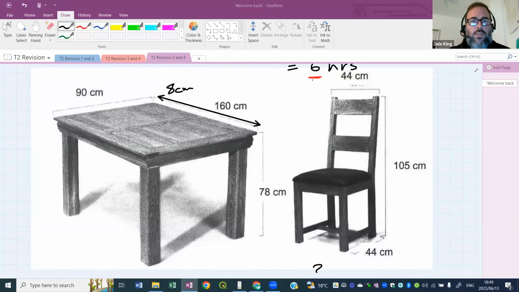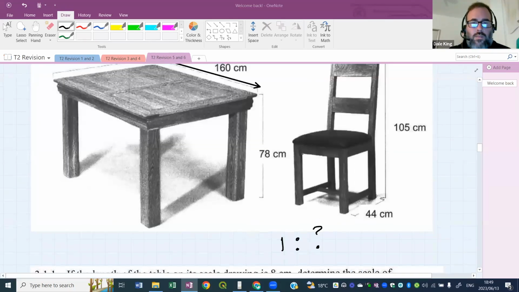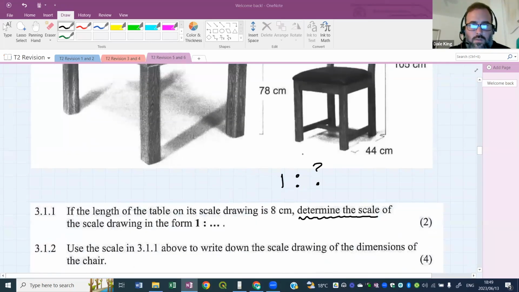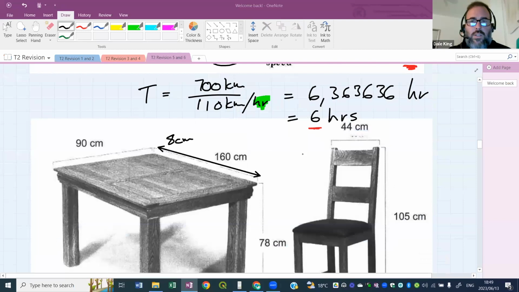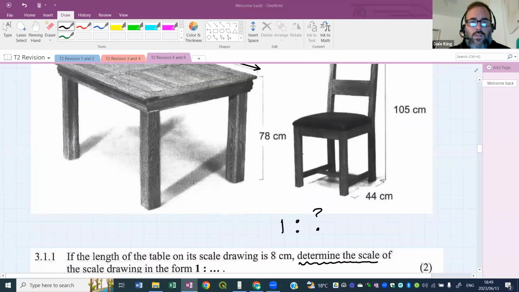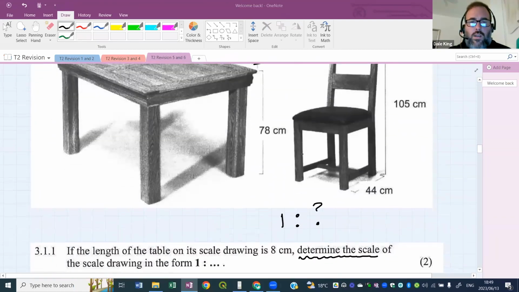1,15. Oh, Jenny, I'm a bit lost. Not sure which one you 1,15, what you're referring to. Is there a scale that I missed? No, there's no scale on this drawing. We've got to determine the scale.